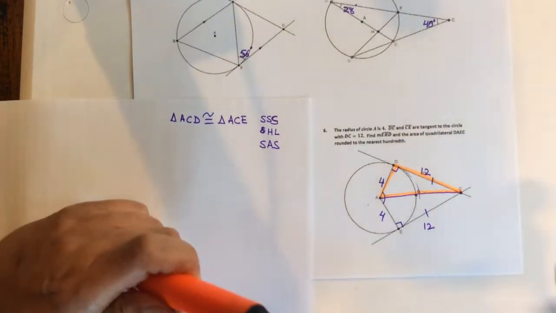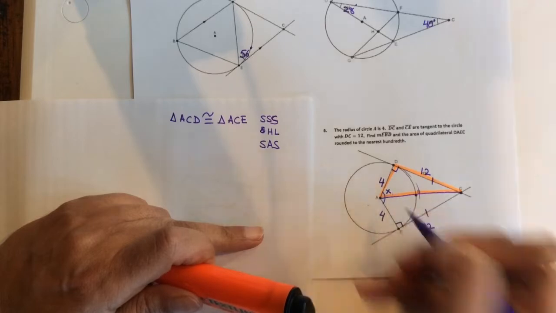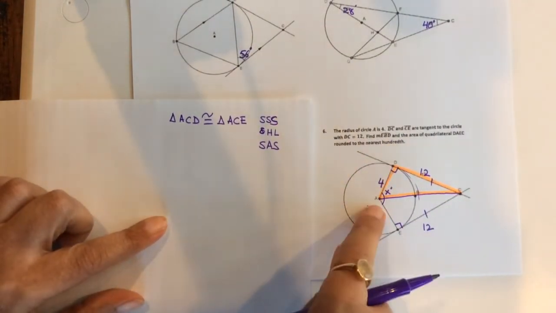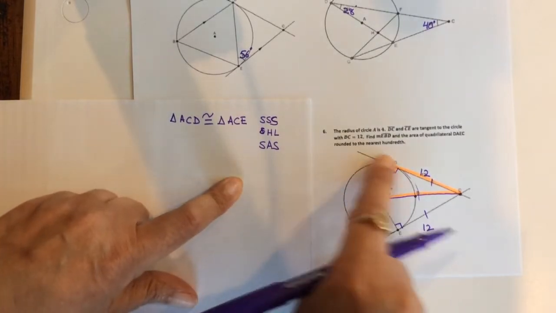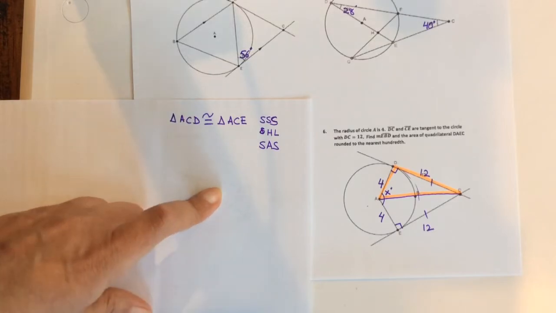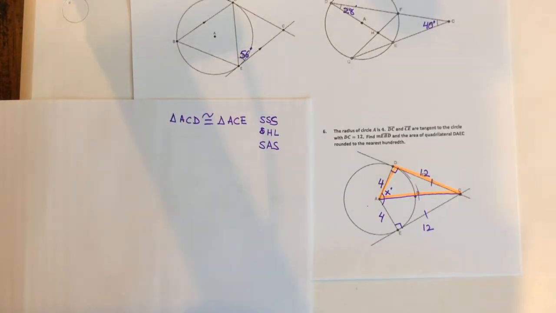In ADC, I am going to mark this angle as x degrees. Knowing that this length, the radius, is 4 and the distance CD is 12, can you think of a way how I can figure out what the measure of angle x is? So take a minute, pause the video here, and think about it. I'm looking at a right triangle in which I have two side lengths, and I am trying to figure out the angle measures.